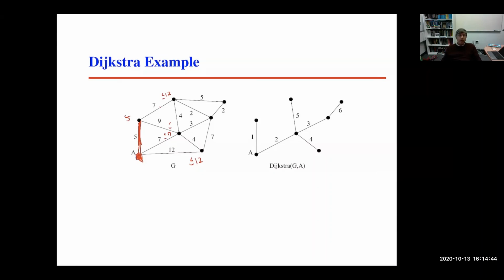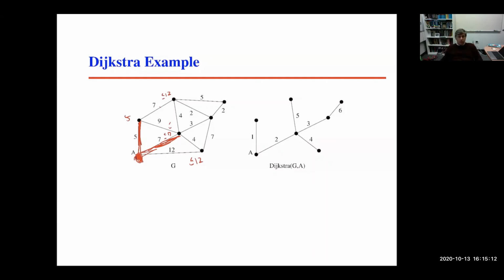Now I've updated it. What is the cheapest way to get from A to another vertex? What's going to be the cheapest way? Okay, I claim I've checked all possibilities. There can't possibly be a better way to get to that vertex than 7. Does everybody agree?